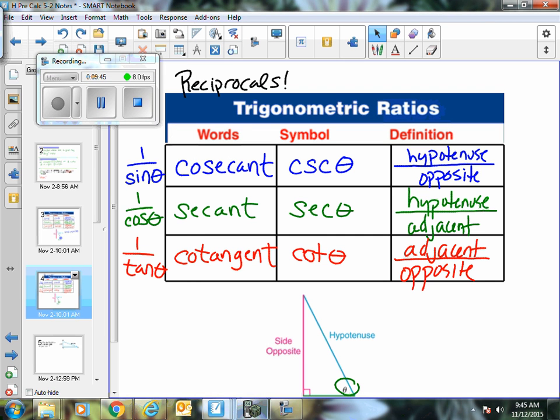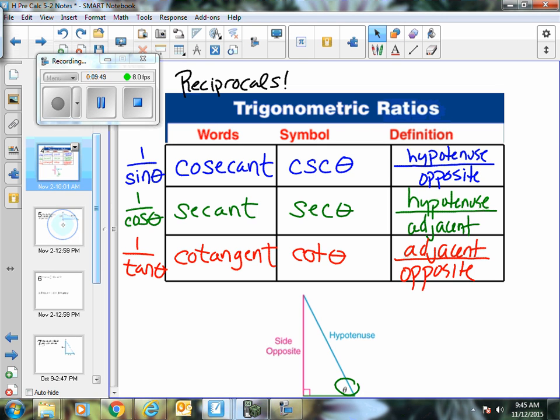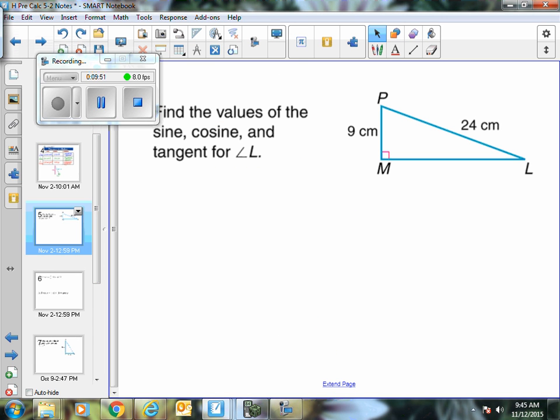All right, so let's get into some actual problems, some examples of things that you can do if you know the relationship in the triangle. So it says find the values of sine, cosine, and tangent for angle L. Okay, so let's talk about how we label triangles for a second. Angle L is this guy right here.